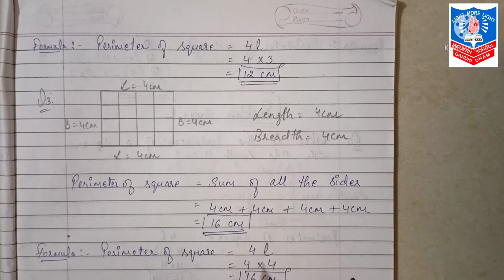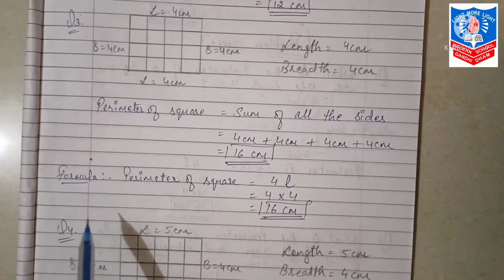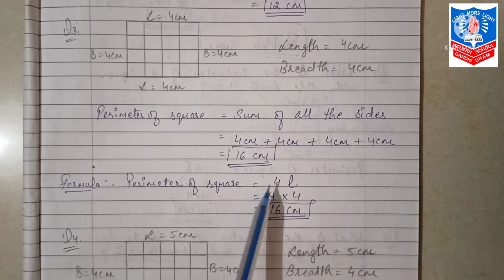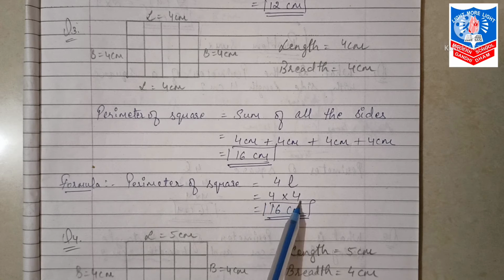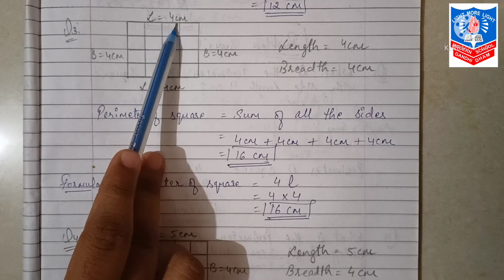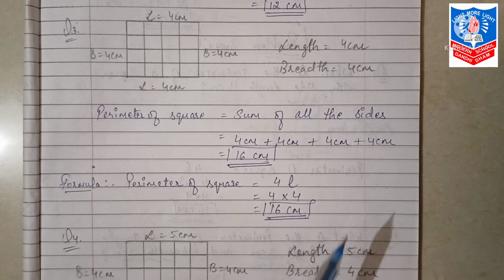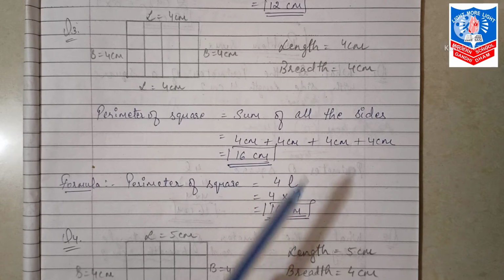Next, then the formula we are going to apply. Perimeter of square is equal to 4L. Next, 4 into length, your 4 centimeter is applied here. Okay, equals 16 centimeter. You can check both the answers are correct. That means your sum is correct.